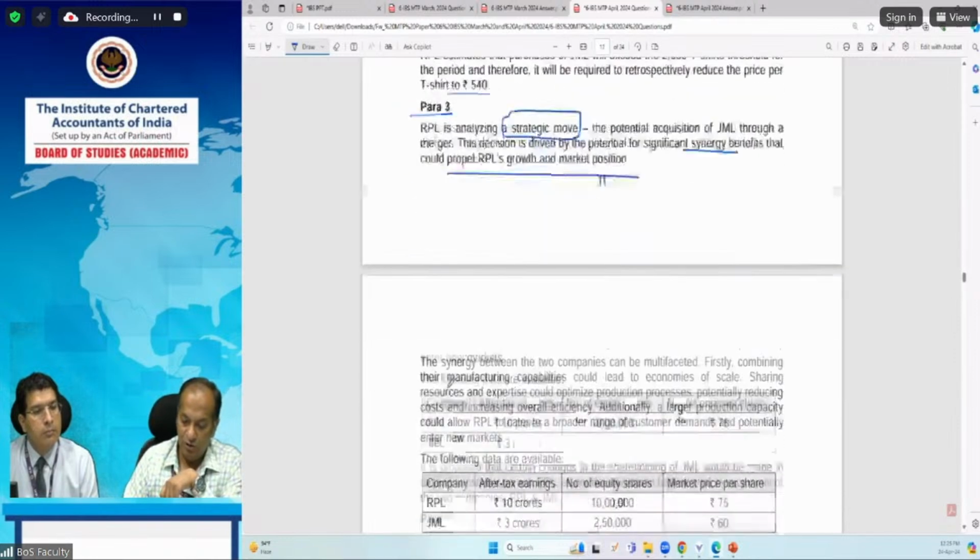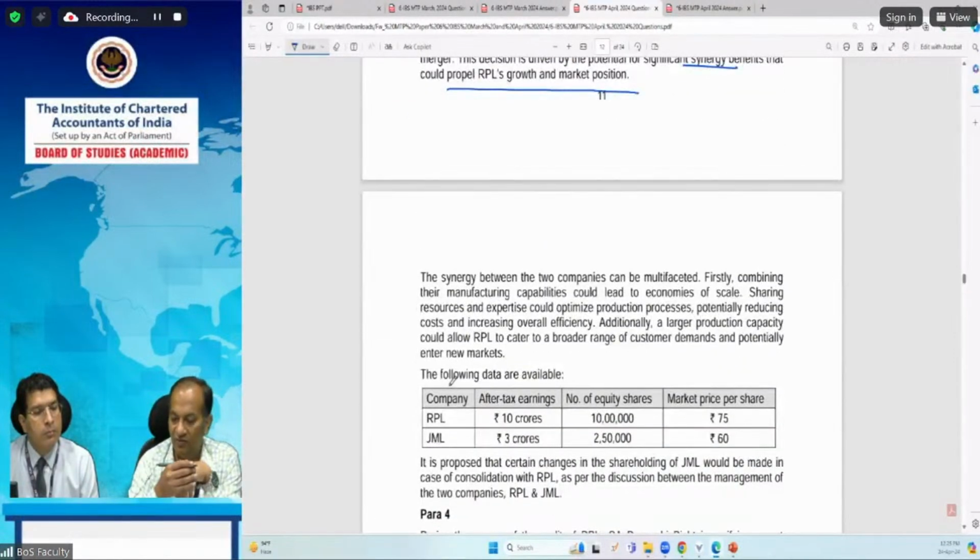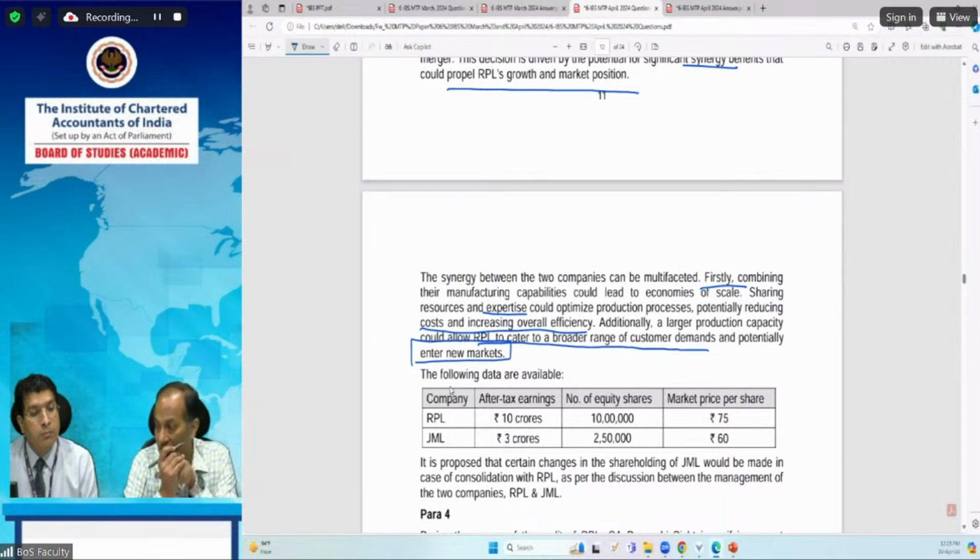The synergy can be multifaceted. Firstly, combining the manufacturing capabilities could lead to economies of scale and sharing of expertise and resources, because generally the number of managerial persons is reduced. It can optimize the production process, potentially reducing cost and increasing overall efficiency. Additionally, a larger production capacity could allow RPL to cater to a broader range of customer demand and potentially enter new markets. So it also opens a gateway to new markets.